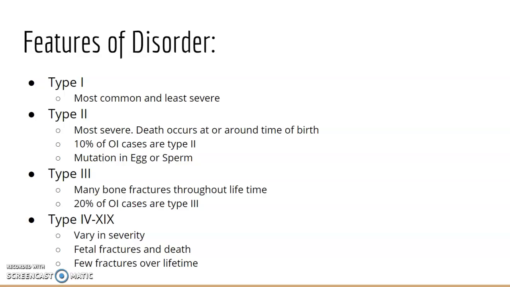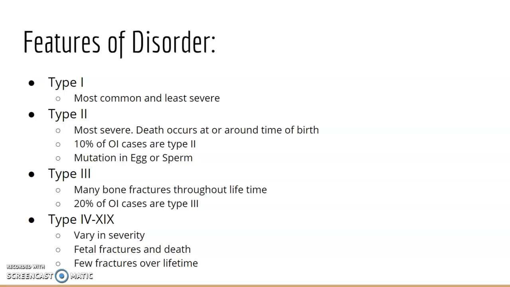So there are three very common types of OI. The first type, type 1, is the most common and the least severe. So people with type 1 OI will have just a few fractures over their lifetime. Type 2 OI is the most severe, and this is where death occurs at or around the time of birth. 10% of people with OI are type 2, and usually that is a mutation in the egg or the sperm, so this happens early on.